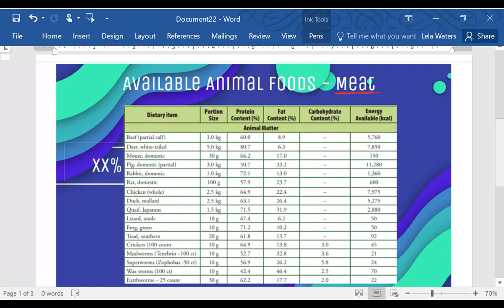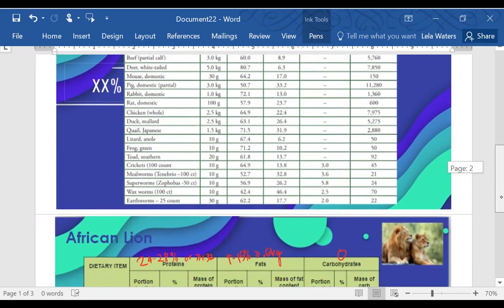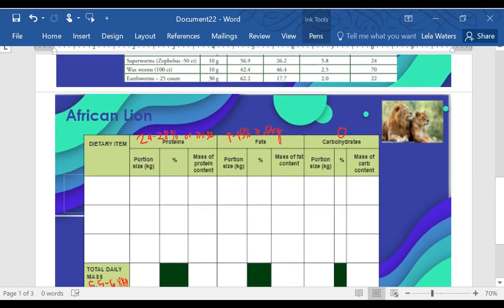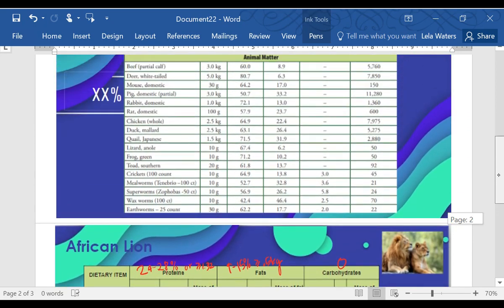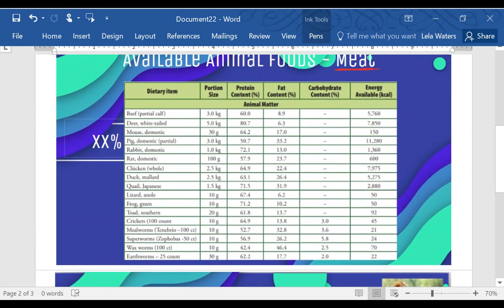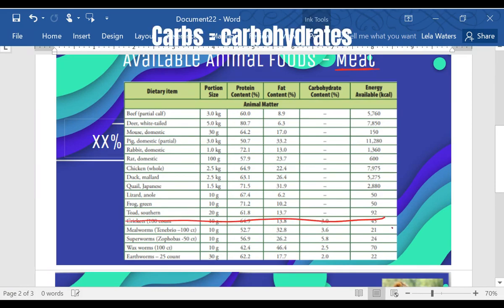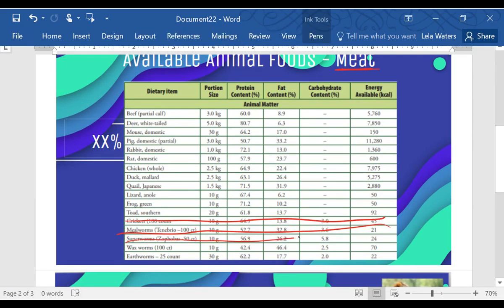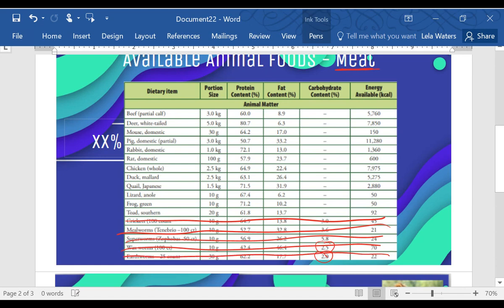Now, when I'm evaluating what options to choose, I want to keep in mind these things I wrote down on my table. Okay, we want the protein to be at least 24 to 28%. We want the fat to be 9 to 15%, and we don't want it to have carbs. So as I'm looking at this table, I'm first going to rule out the food that has carbs. That's an easy thing to do. So no crickets, no mealworms, no superworms, because these all have carbs, and the lions don't need carbs. So I'm going to get rid of those options.